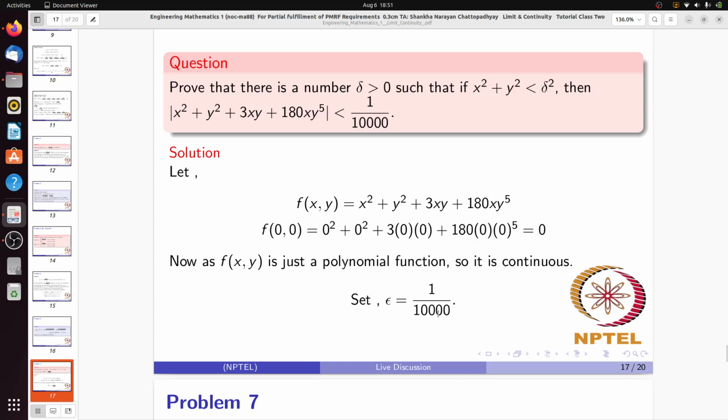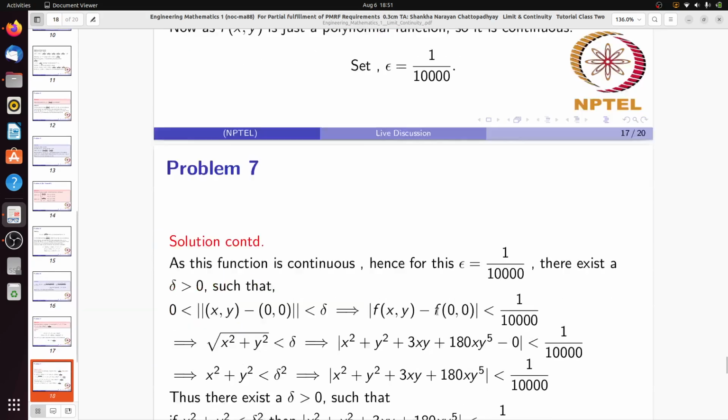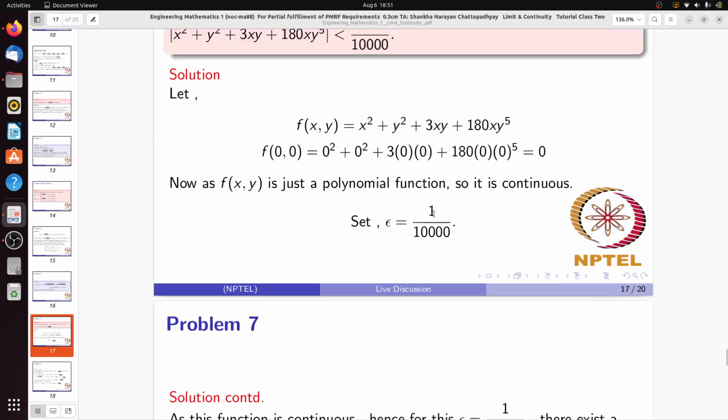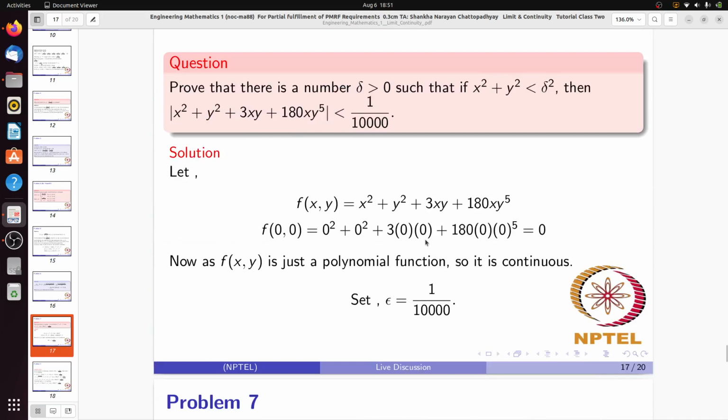So if we put epsilon equal to 1 by 10,000, what will we get? As this function is continuous, for this epsilon there exists delta greater than 0 such that 0 less than this norm is less than delta. See, this question is very easy. If you think tactically, you will understand that it is just the implementation of the epsilon delta definition. Okay, so that's the same thing I am doing here.